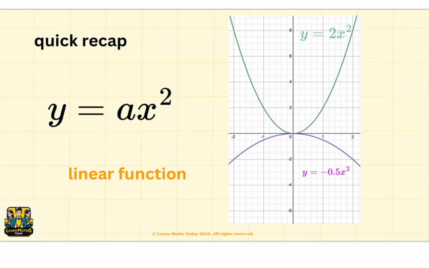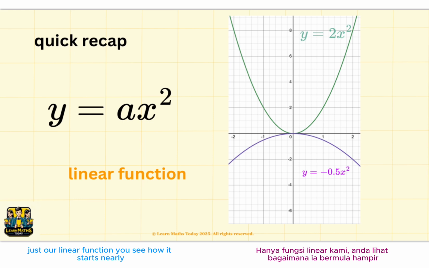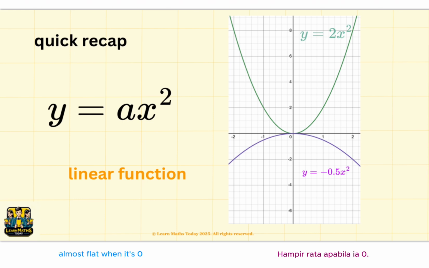Now we have curves. Look at the green curve, y = 2x². It's an upward opening parabola that passes through our origin, just like our linear function. You see how it starts nearly flat when x is 0, and then rapidly accelerates upwards. When x = 1, y is only 2, but when x = 2, y jumps to 8. The rate of change is constantly increasing.